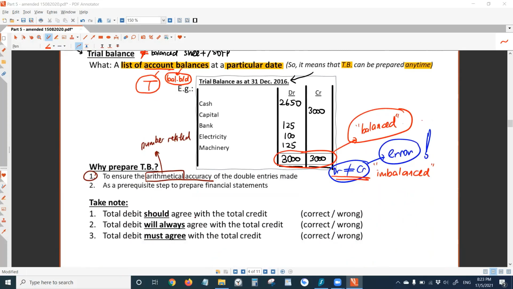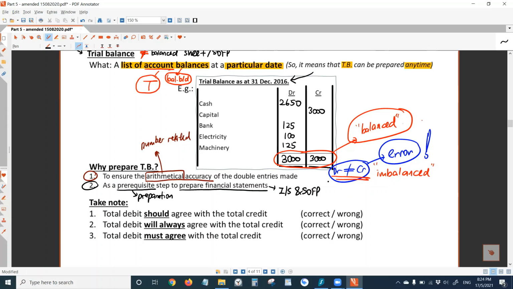Okay, so that's the first reason you prepare a trial balance: you can ensure the numbers' accuracy. The second reason is that it is a prerequisite step to prepare financial statements. Prerequisite means a preparation step. What is a financial statement? Financial statement means the income statement and the statement of financial position.